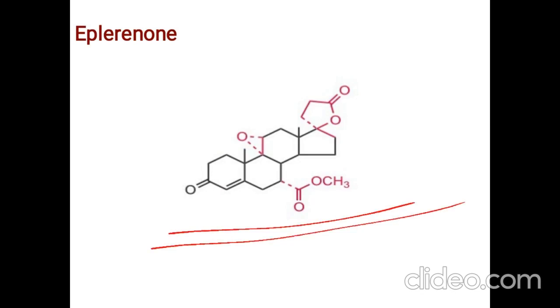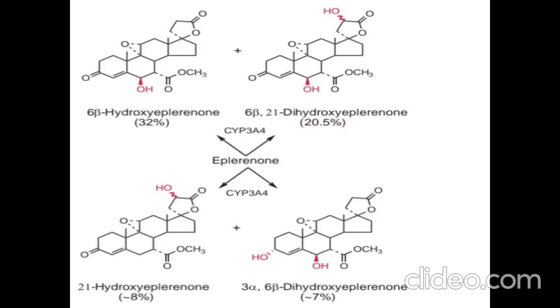This is the structure of eplerenone. It is also an aldosterone antagonist. It has a steroidal structure. These are the metabolites of eplerenone.